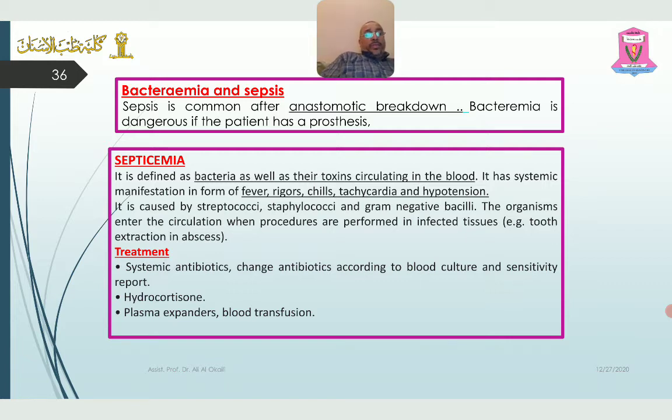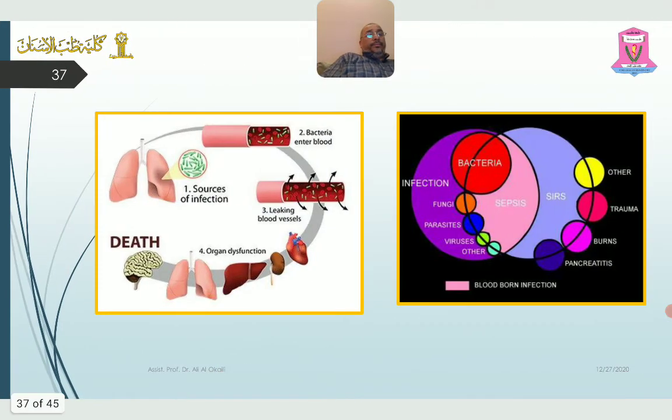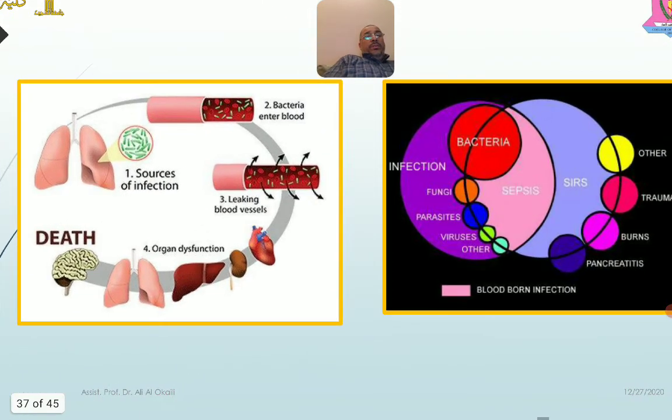contaminated wound. The treatment مالتها تكون by systemic antibiotics and changing the type of antibiotic according to the blood culture. Hydrocortisone للسيطرة على الأوديمة اللي تصير and maybe sometimes a blood transfusion. So an infection, bacteria entering the blood, بعدين it will go to the surrounding tissues, leading to organ dysfunction.